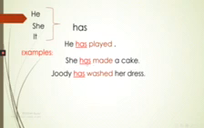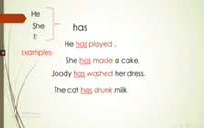She has made a cake. Okay, has is followed by the past participle of the verb make, which is made. Make, made, made. And the last one, Judy. Judy has washed her dress. Judy is singular, okay? So it is followed by has, and then the past participle of the verb wash, which is washed. The cat has drunk milk. Drunk is the past participle of the verb drink. So the cat has drunk. We use drunk because we use has. The cat has drunk milk.